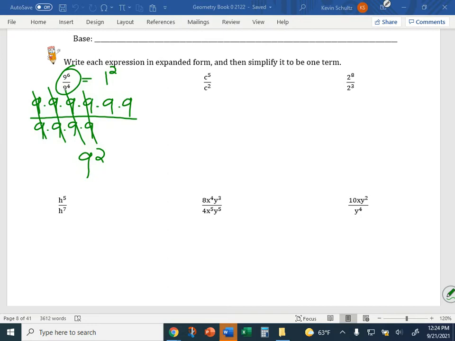C to the 5th over c squared. Cancel out what we can. What are we left with? C cubed. Where are they? In the numerator. So if you want to put c cubed over 1, it's fine, but you don't have to.